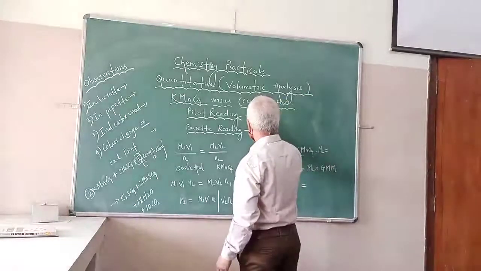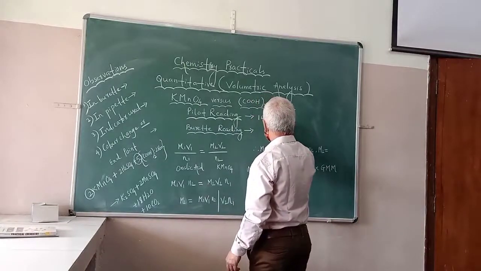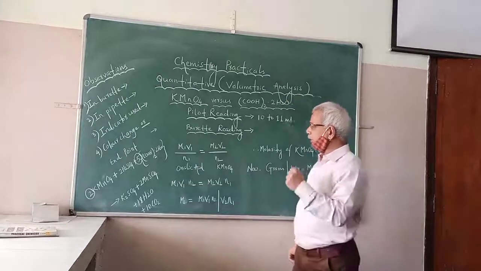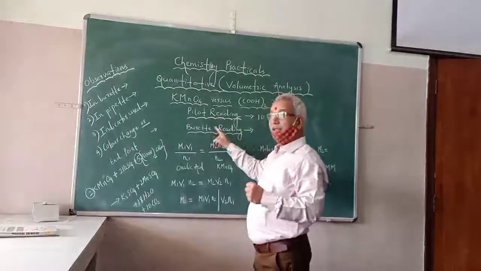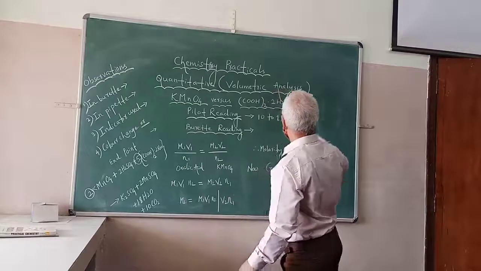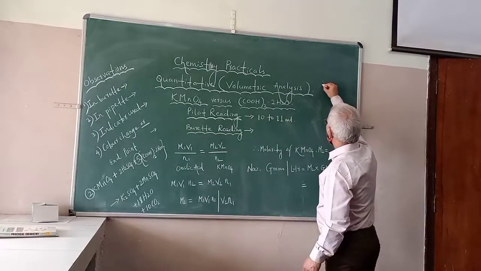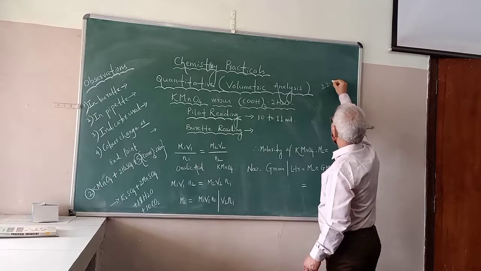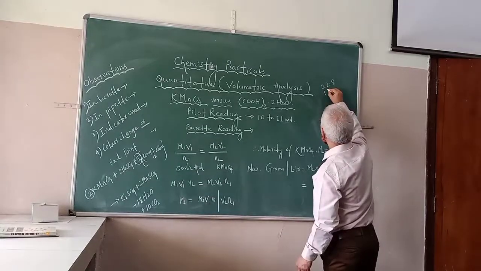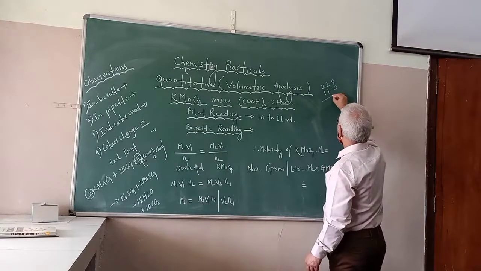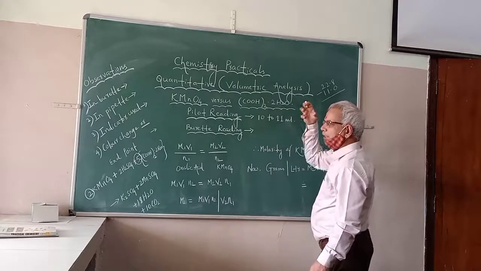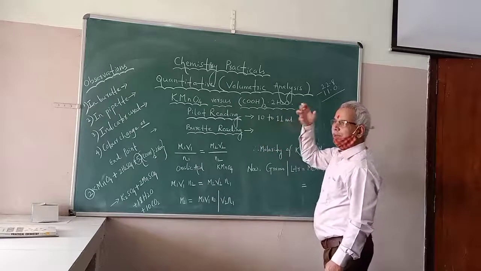My pilot reading was 10 to 11 ml. Now, the burette reading. Why is this called the burette reading? This is the real reading. After knowing the pilot reading, what was my initial and final reading? Final was 22.8. Initially it was 11.0. Final minus initial gives the exact ml of KMnO4 consumed in reacting with 10 ml of 0.1 M oxalic acid.